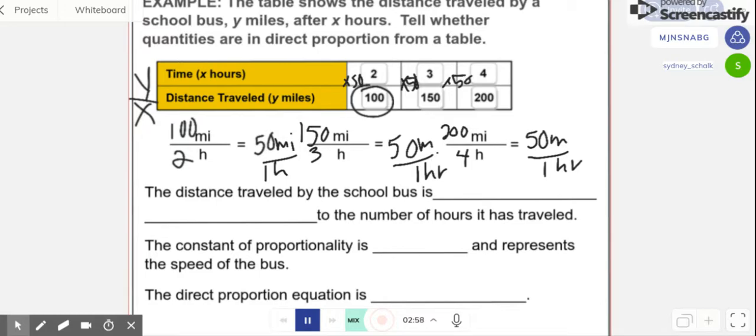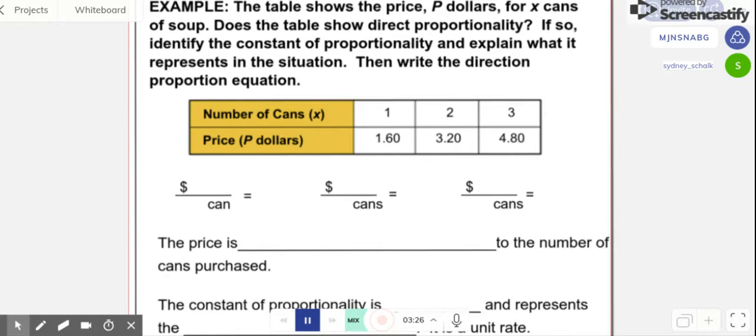We can describe this as saying the distance traveled by the school bus is directly proportional to the number of hours it has traveled. The constant of proportionality is 50 and represents the speed of the bus. The direct proportion equation is y equals 50x, 50 being our k. Pause the video, try this next example on your own, and then come back and see how you did.